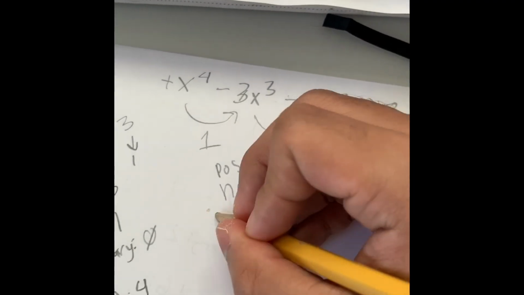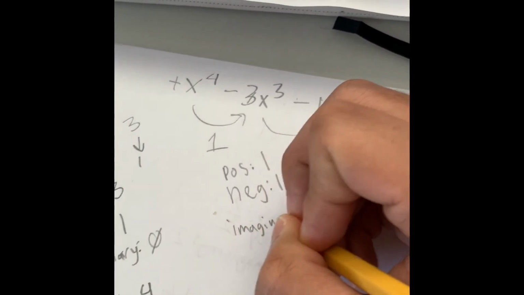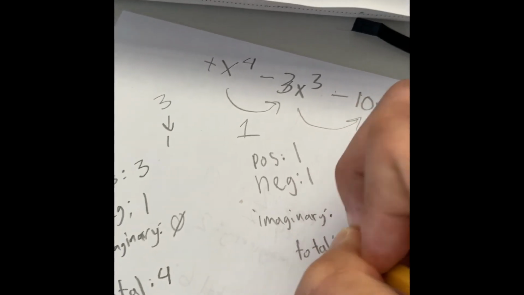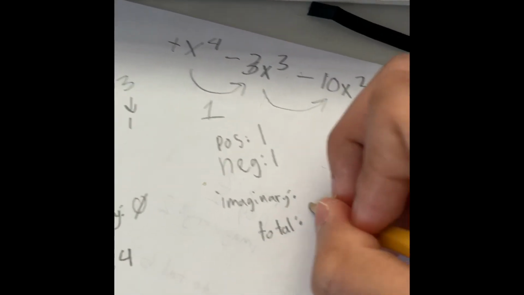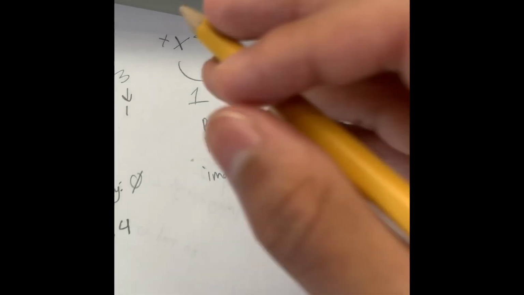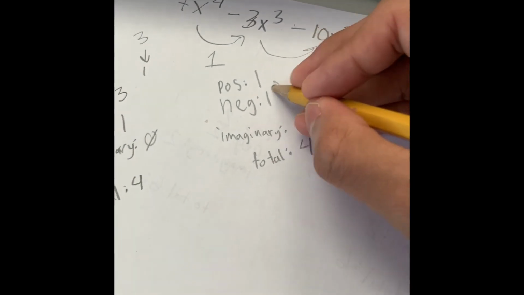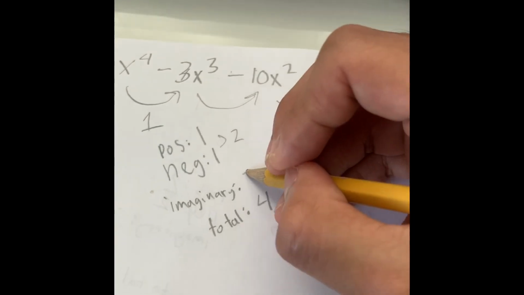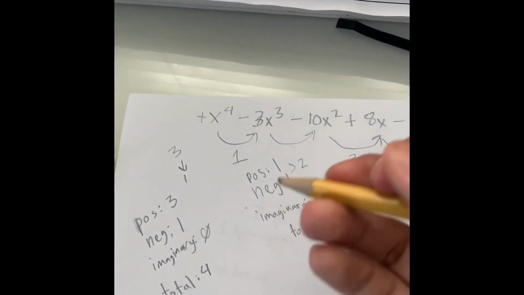And then as for imaginary, do the math. The total is 4 solutions because of that highest degree. So 1 plus 1 is 2. How many more? 2 plus y is 4. 2 imaginary solutions. And there you go. That's Descartes' rule of signs.